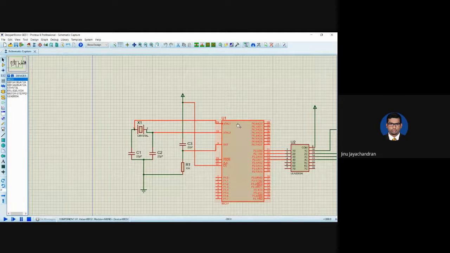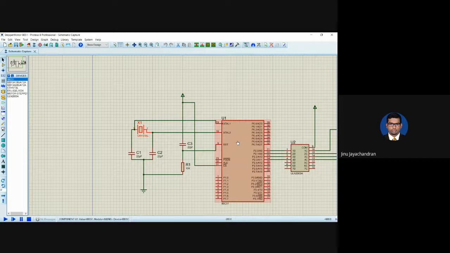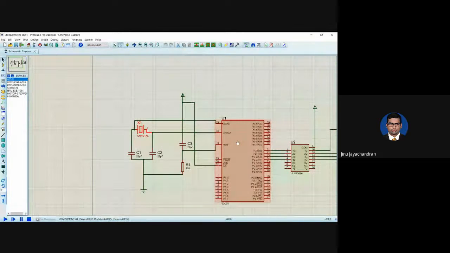Now, the controller will work only with some kind of clock pulse. For that, you need to interface a crystal. The frequency I have put is 12 megahertz, because inside the controller there's a division by 12, so finally the controller will work at 1 megahertz, so that I can easily calculate the time. 1 megahertz means every clock pulse comes every 1 microsecond. That will make my life easier to calculate.